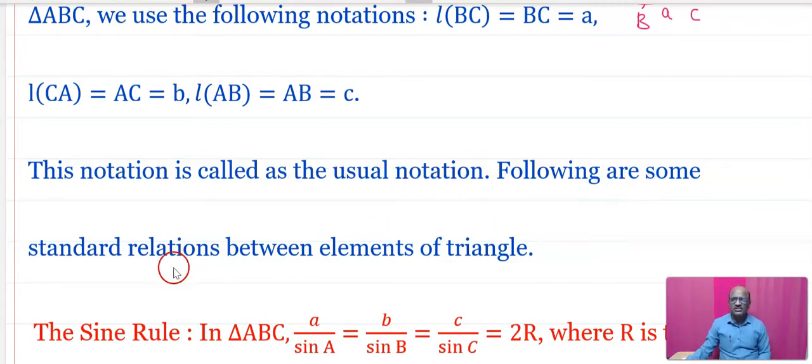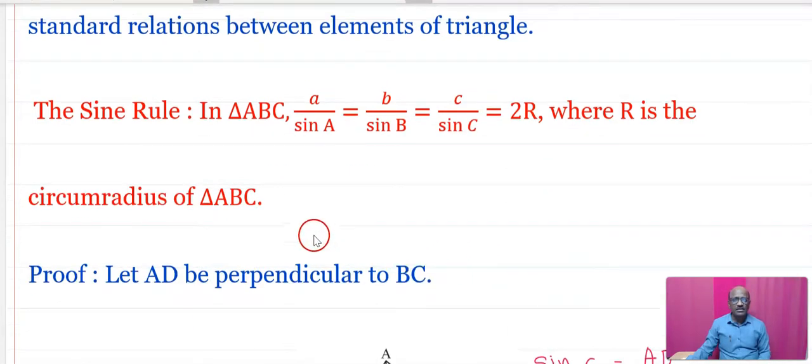Following are some standard relations between elements of a triangle. The first is the sine rule. In triangle ABC, a upon sine A is equal to b upon sine B is equal to c upon sine C is equal to 2R, where R is the circumradius of triangle ABC.